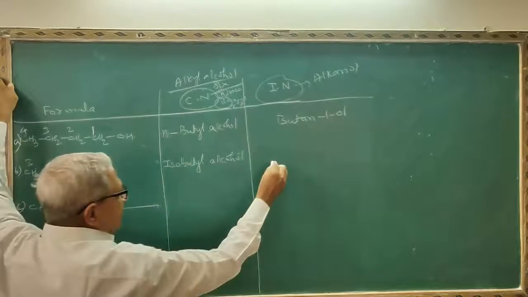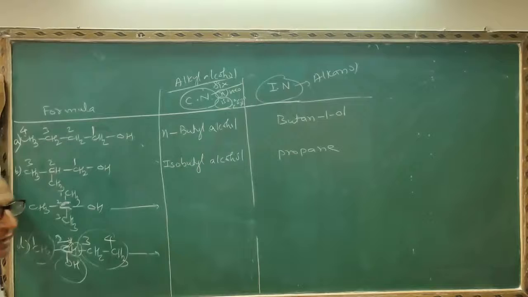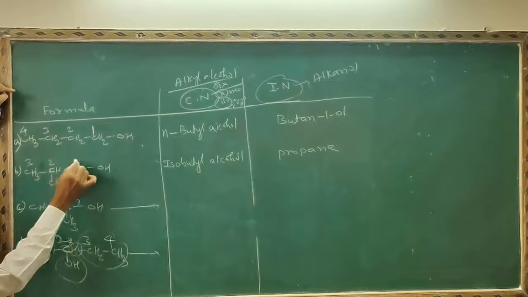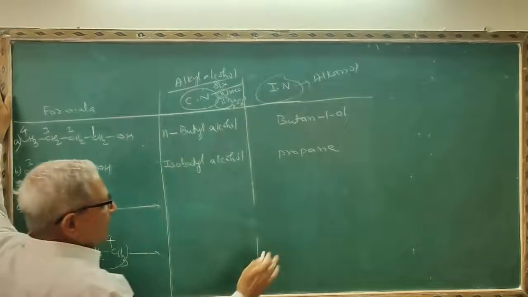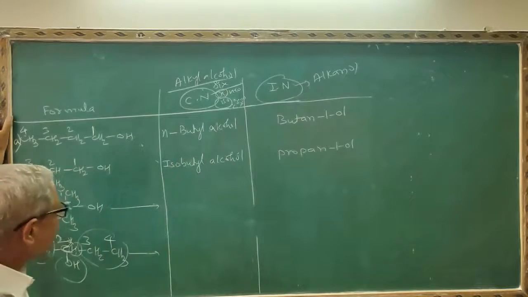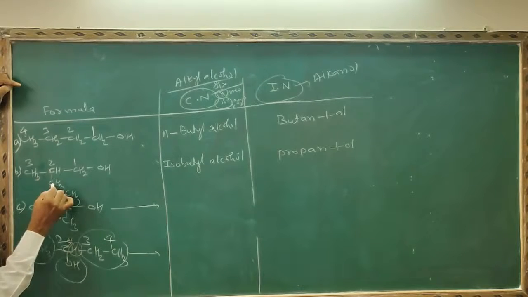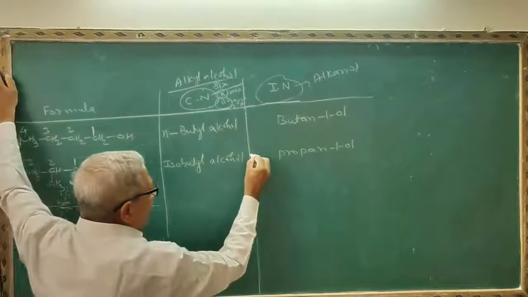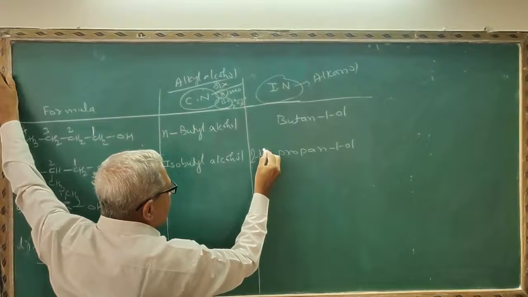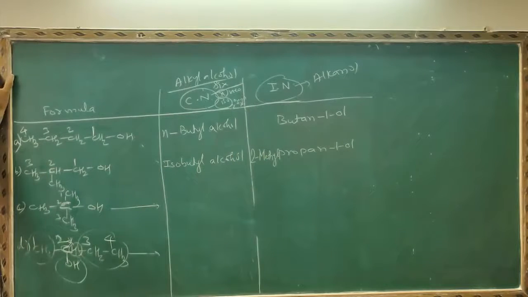Therefore, it contains 3 carbon atoms in a straight chain. Therefore, it is a derivative of propane. The suffix E is substituted by 1-OL. Therefore, propan-1-ol. What will happen here? Substituent is present on the carbon number 2. Therefore, write here 2-methyl. M must be capital. 2-methylpropan-1-ol. This is the IUPAC name.